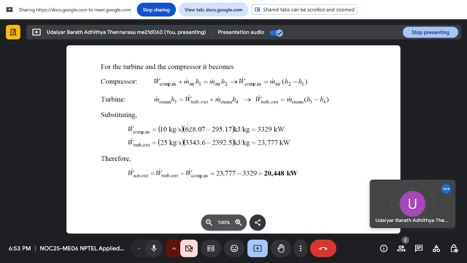Substituting the values, 10 into 628.07 minus 295.17 gives you 3329 kilowatt. That is the amount of work which has to be provided to the compressor. Then the turbine, which is 25 into the enthalpy change, is 23777 kilowatt. So the net output of this coupled compressor and turbine is the turbine output minus the compressor input, which gives you 20,448 kilowatt. That is the net work which is sent to the generator.